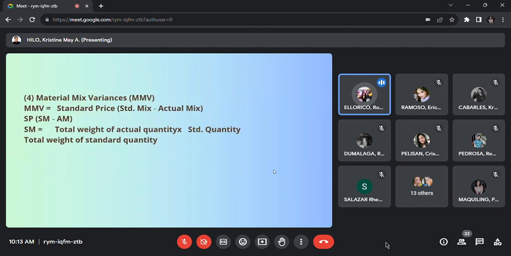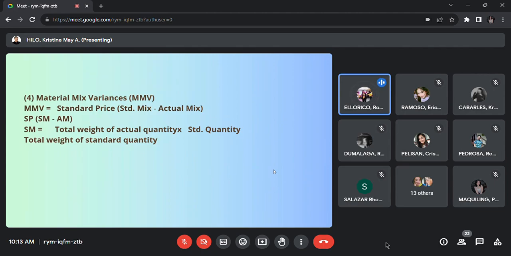Number 4, the material mix variances. It is the portion of direct material usage variance, which is the difference between the actual quantities of elements used in a mixture at the standard price and the total quantity of elements used at the weighted average price per unit of elements shown by the standard cost sheets. So material mix variance equals standard price times standard mix minus actual mix.